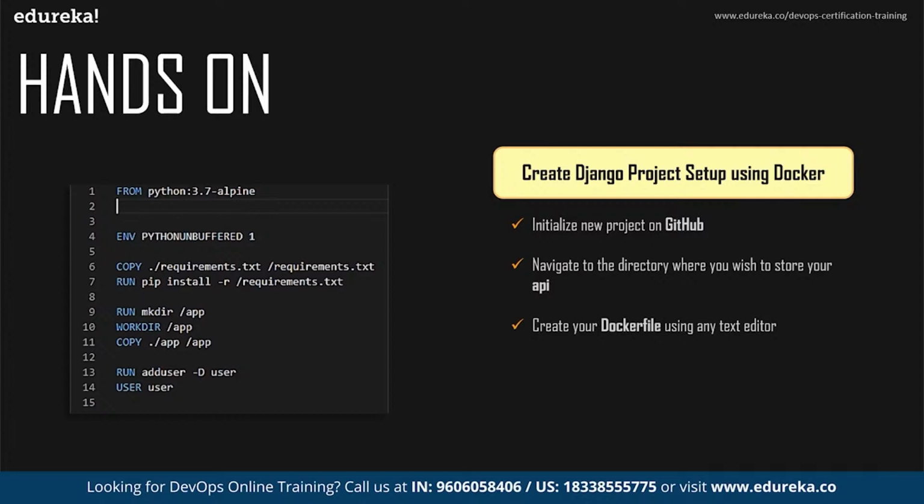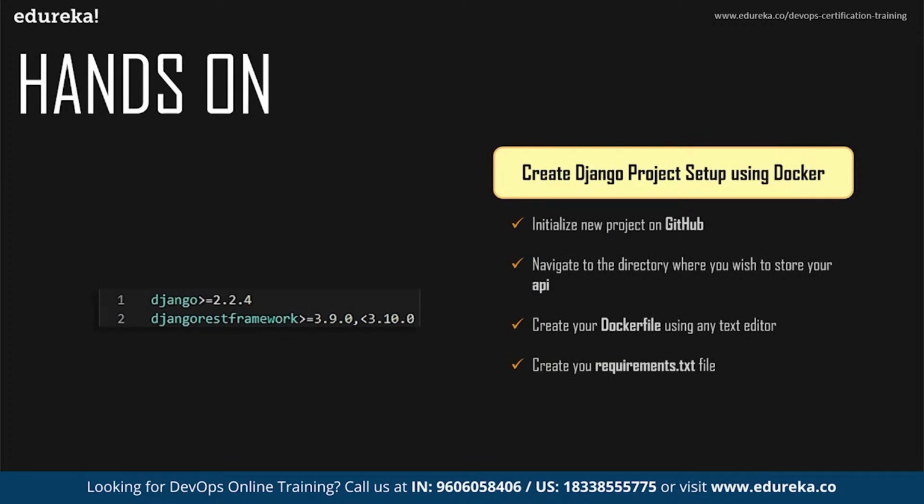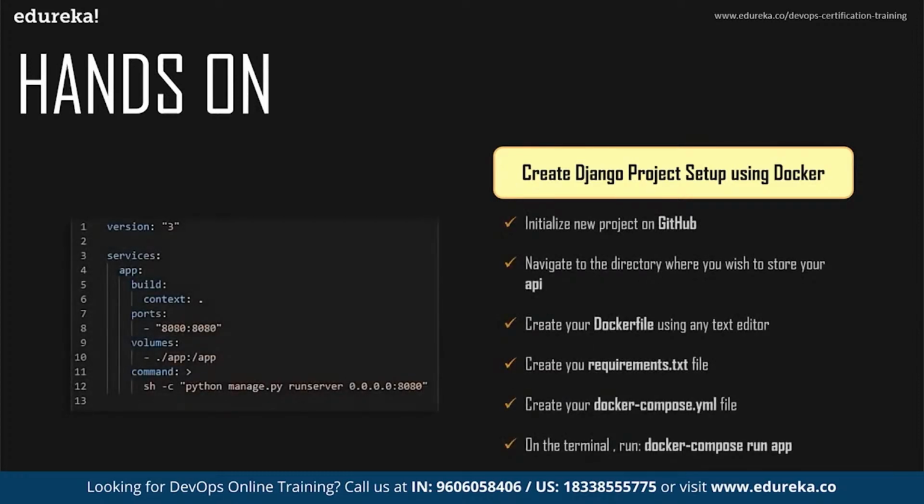So the first step would include initializing a new project on GitHub and coming back to your Linux machine and navigating to where you wish to store your API. There, we are going to create our Docker file using an editor. You can obviously use the VI editor or Nano editor if you please. There, using the editor in our working directory, we are going to be creating our Docker file, our requirements file, and our Docker compose file, which is our YAML file. And then we are going to run our app on the terminal. So this is the basic breakdown of how we are going to create our Django project setup using Docker.